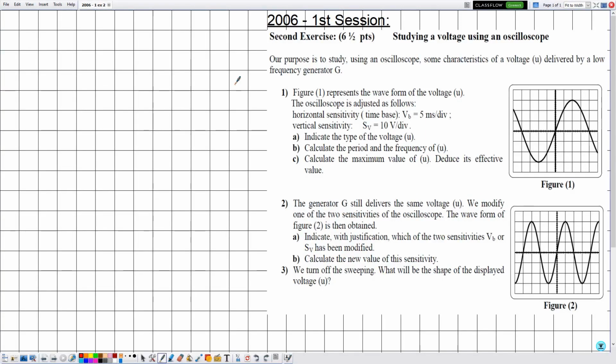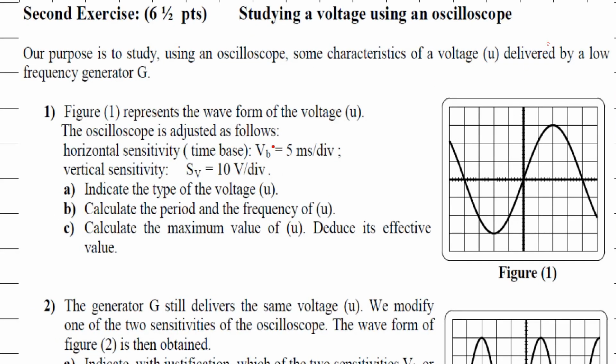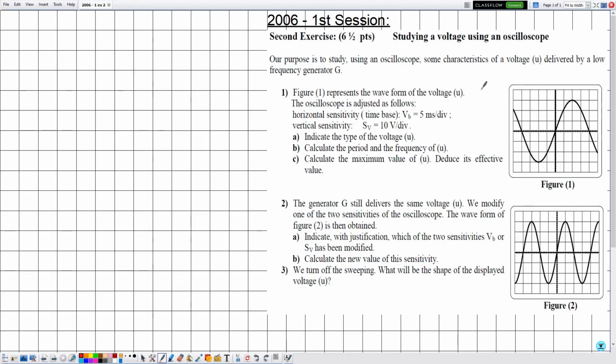In this one we are going to solve an exercise related to electricity in the chapter of AC voltage. This exercise was a previous one in the Brevet exams in 2006, first session, second exercise. The title of this exercise is Studying a Voltage Using an Oscilloscope. Our purpose is to study using an oscilloscope some characteristics of a voltage U delivered by a low frequency generator.